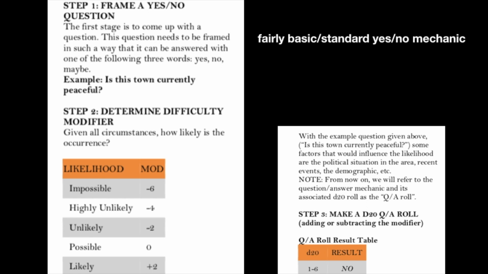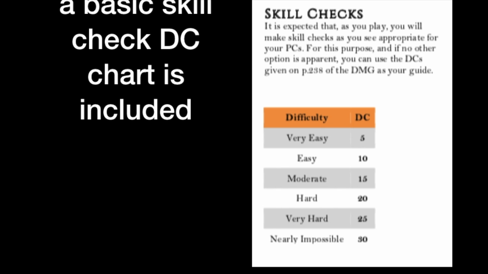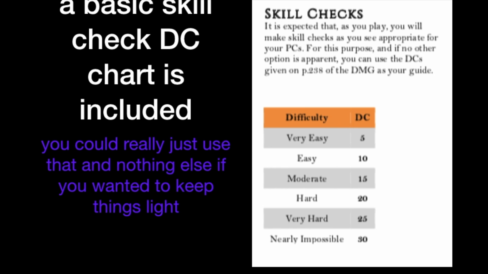It's not the only way of getting through the material when you come to a question in your story that can't be answered by a roll on a table. There's also a basic skill check chart that is included to help you gauge how you would determine the difficulty of a skill check in an encounter or situation, depending on what the encounter or the situation is. And you could really just use this if you wanted to keep things basically pretty light.